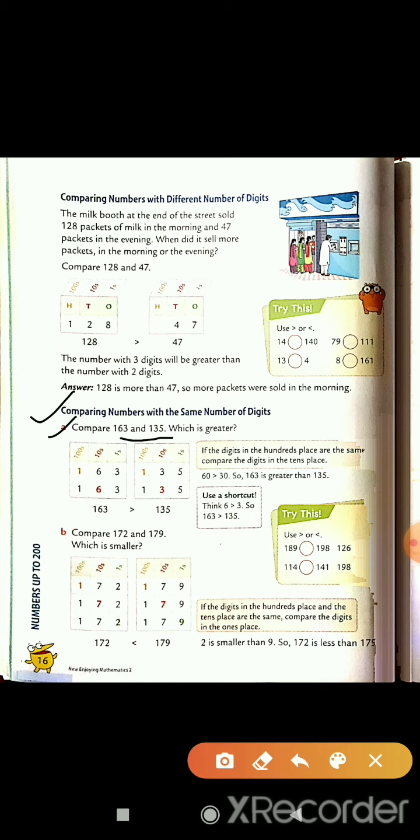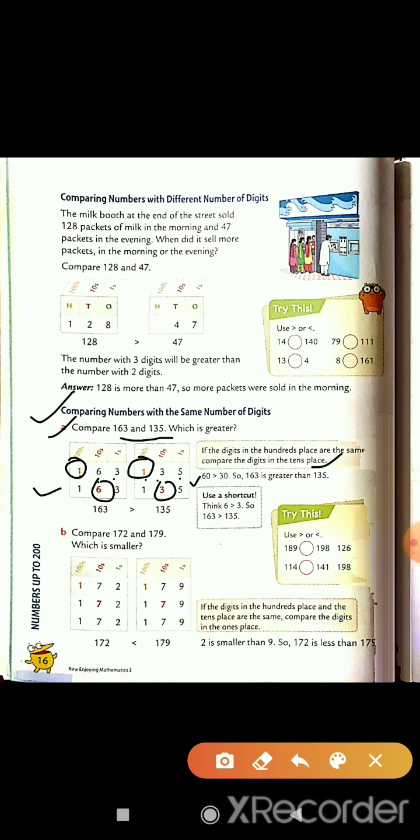First of all, in number 163, 3 is at the ones place, at the tens place 6 is there, and at the hundreds place 1 is there. Whereas in number 135, ones place 5 is there, at tens place 3 is there, at hundreds place 1 is there. At hundreds place 1 is there in both the numbers, so we cannot compare it because both the numbers are same. Now if both the digits in the hundreds place are same, then compare the digits in the tens place.